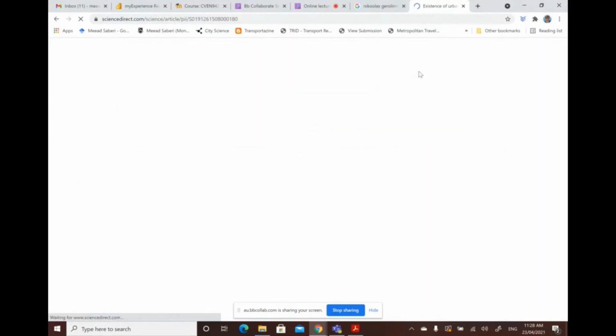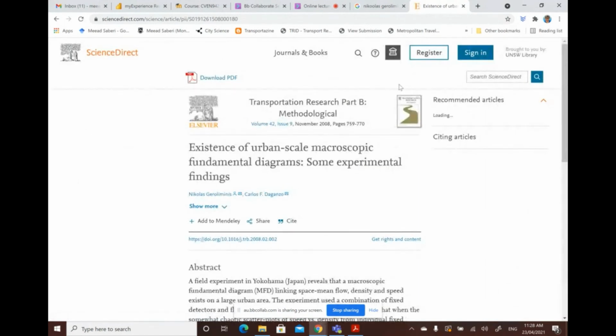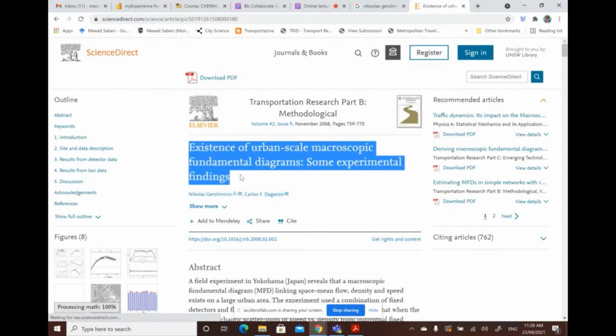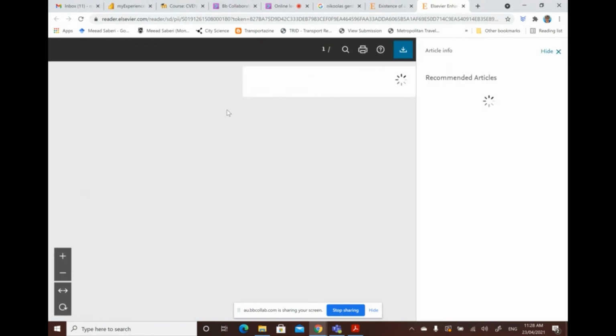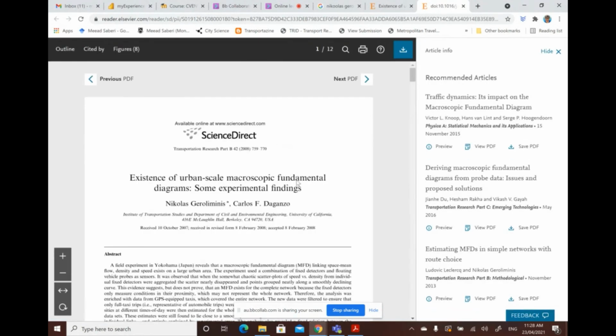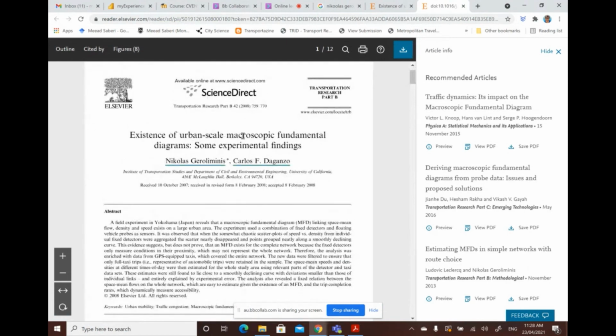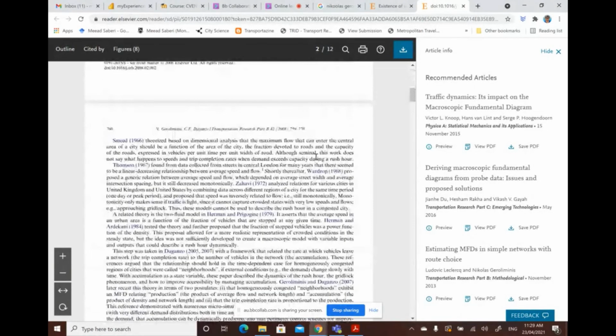I want to show you the paper because that's one of the key references in MFD. It's for the first time in the literature back in 2008, they used some data from Japan to show that MFD exists and can be derived, can be estimated from some empirical data. So if I show you the actual paper here, you can see that it's very similar to all the topics that we talked about here. It's called Existence of the Urban Scale MFD, Macroscopic Fundamental Diagram, some experimental findings.